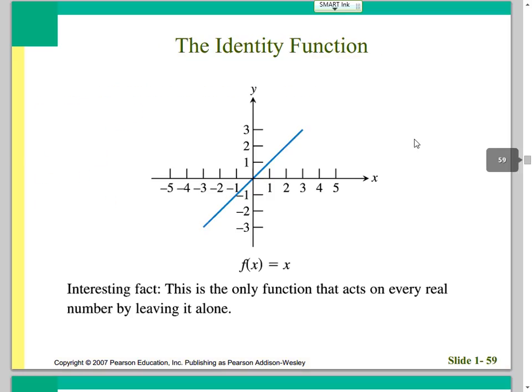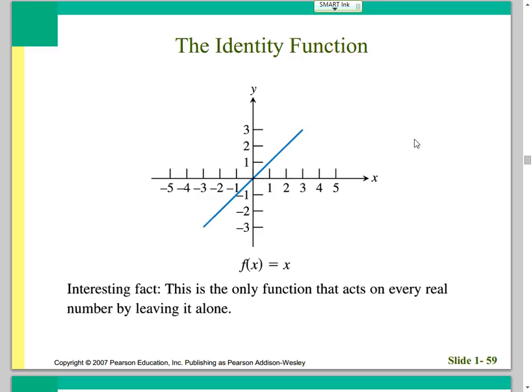So the first function is the identity function. It is f of x is equal to x. All right. Now what is the domain of this function? All real numbers. What is the range of this function? All real numbers. Does anybody want to take a guess as to why? And you should be writing these down. Draw this graph in your notes.